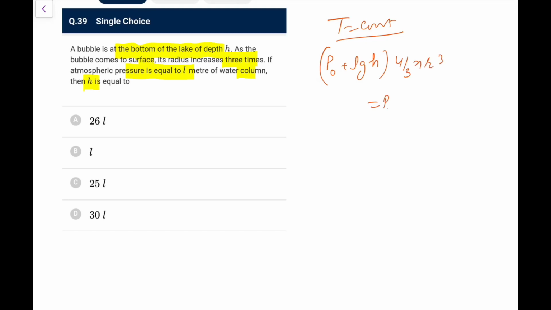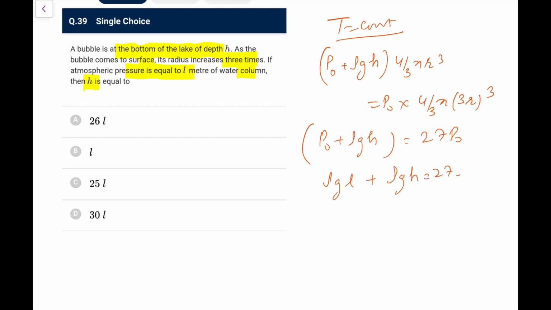That will become P naught into 4 by 3 pi, 3r whole cube. So P naught plus rho g h is equal to 27 P naught. P naught I can write as rho g L, so rho g L plus rho g h is equal to 27 rho g L. So we can get the value of h as 26L. That is what we can write from here. So we'll go for option A.